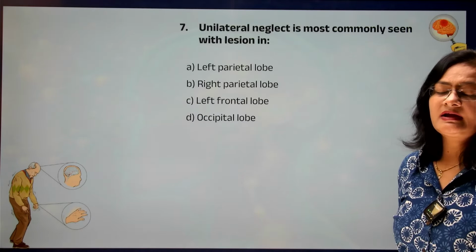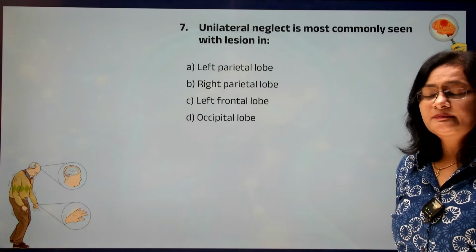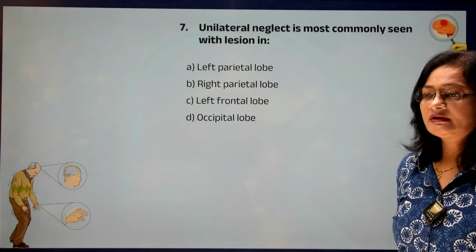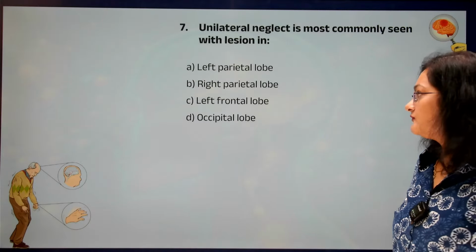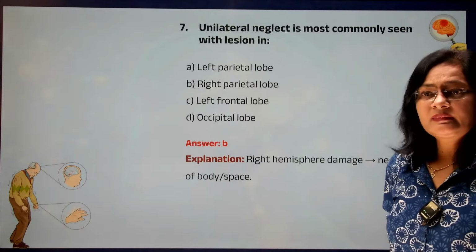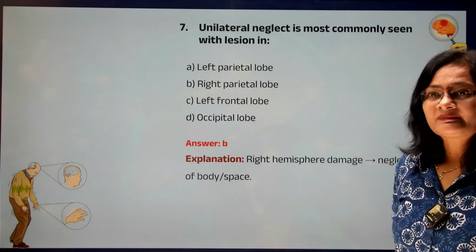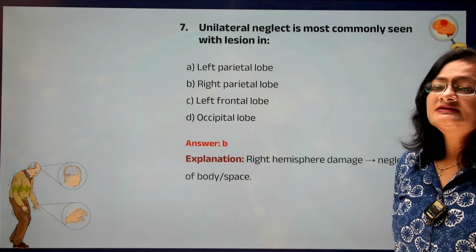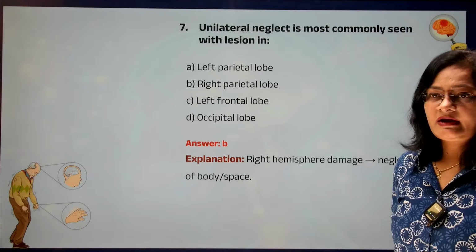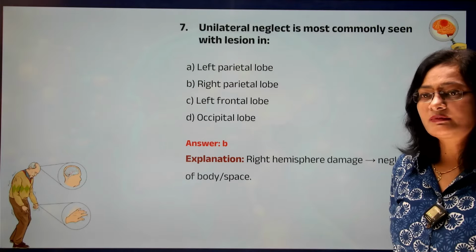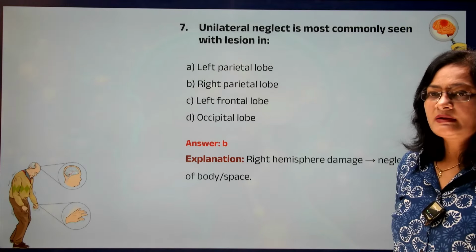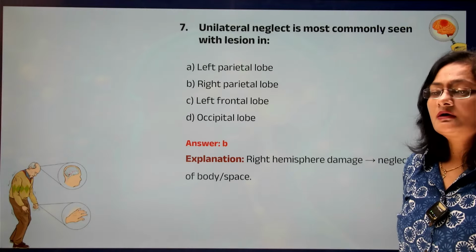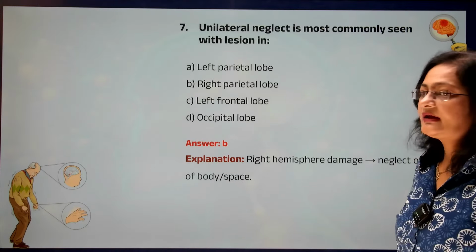Unilateral neglect is part of perception, or it is a perceptual deficit. Whenever perceptual deficits are present, the majority of times the parietal lobe is involved. So your answer will be out of two, A and B, left parietal lobe or right parietal lobe. But here it is always the non-dominant parietal lobe. Right will always be the non-dominant hemisphere for the majority of people. So right hemisphere damage will result in neglect of the body or neglect of space.